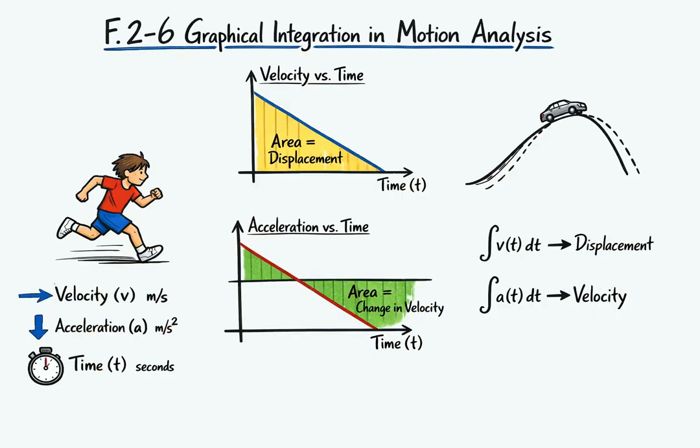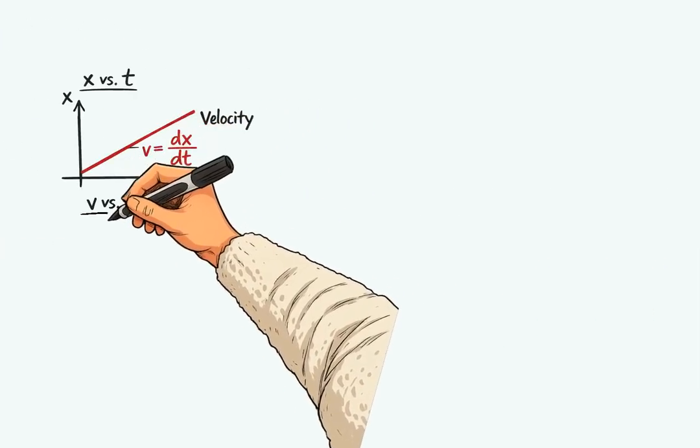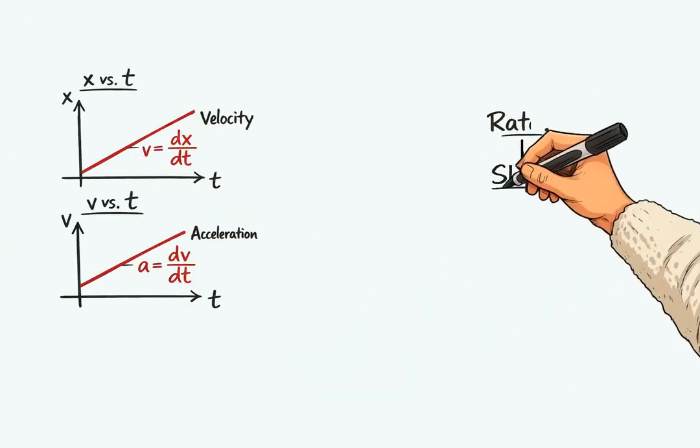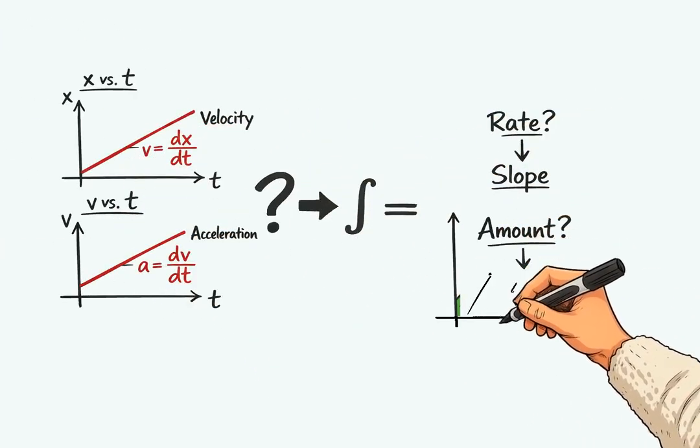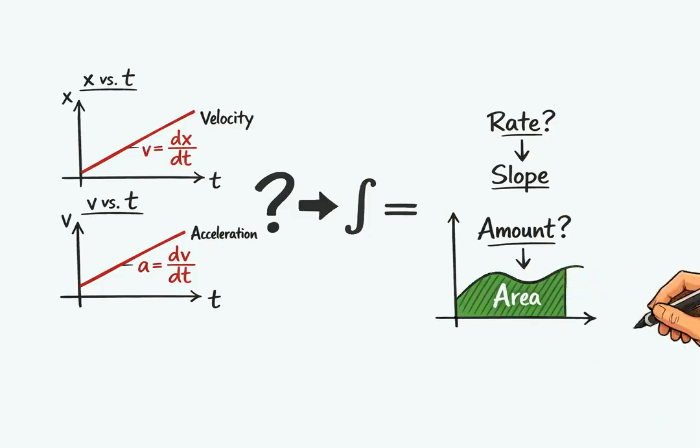Graphical integration in motion analysis. So far, graphs have mostly been about slope. The slope of an x versus t graph gives velocity because v equals dx by dt, and the slope of a v versus t graph gives acceleration because a equals dv by dt. That slope story is powerful, but it answers only one kind of question. Given the quantity, what is its rate of change?